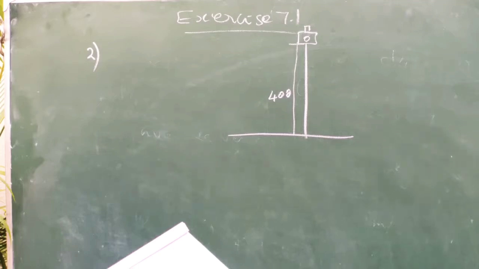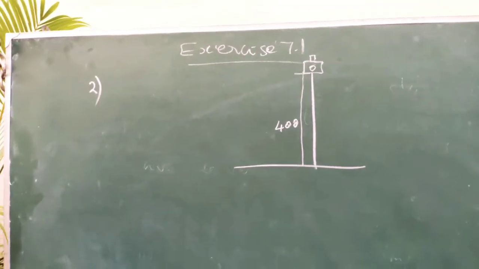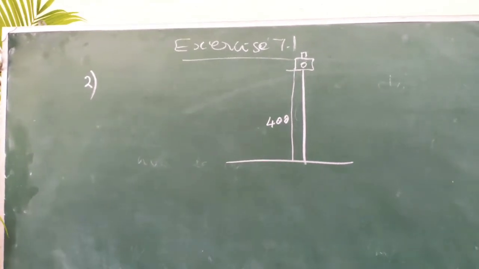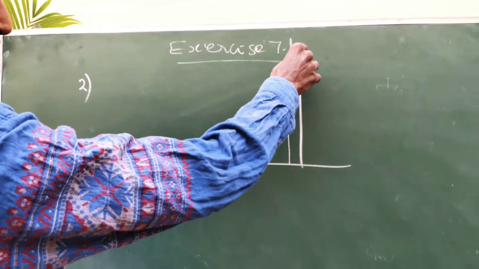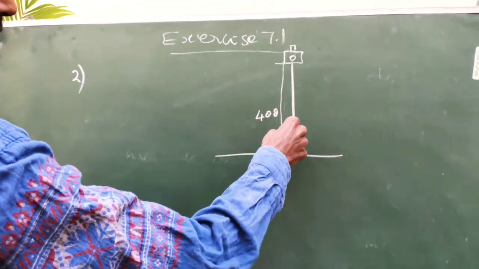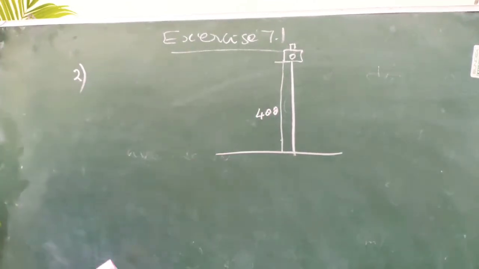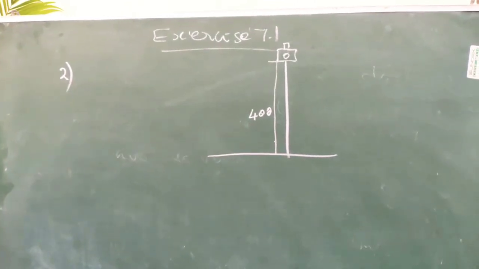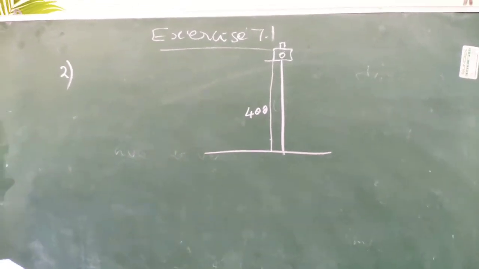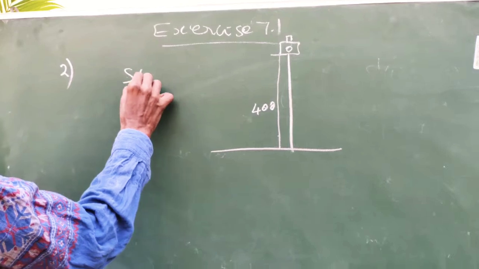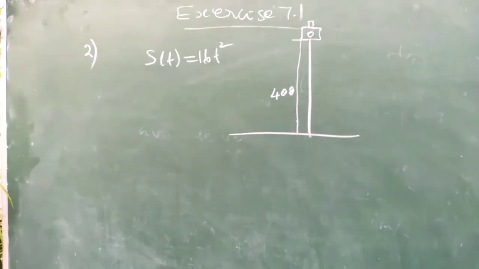In the exercise 7.1, a camera is accidentally knocked off the edge of a cliff 400 feet high. So look at here. So it is the edge of the cliff. So the camera is falling down from the cliff. So the distance between the edge and the ground level is 400 feet. That is given. The camera falls a distance of s equal to 16 t square. So s of t, the distance traveled by the camera, is given as 16 t square, at any time t.